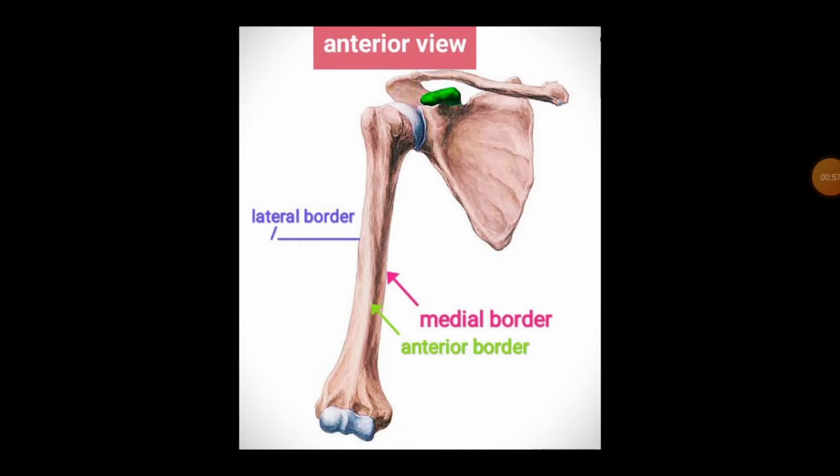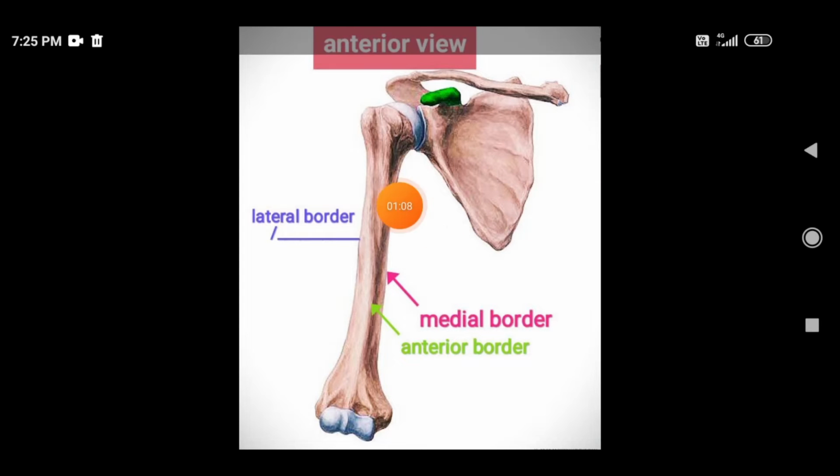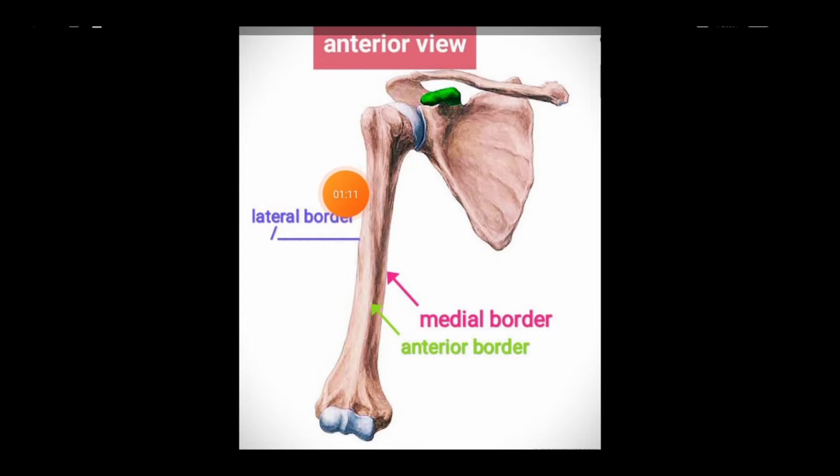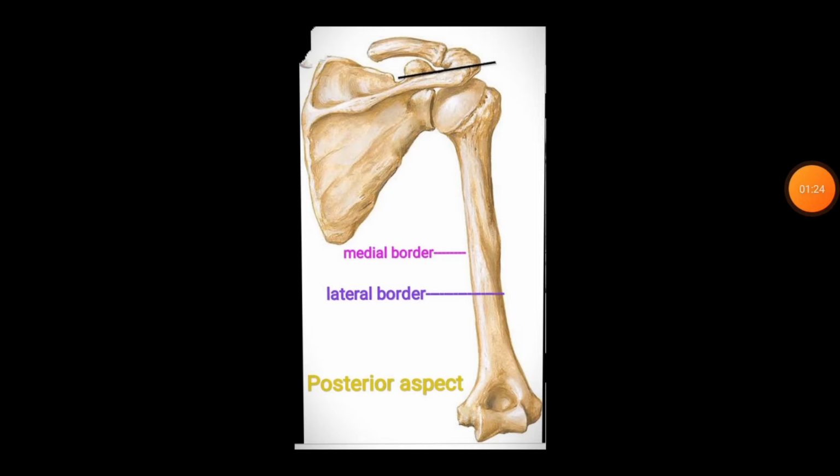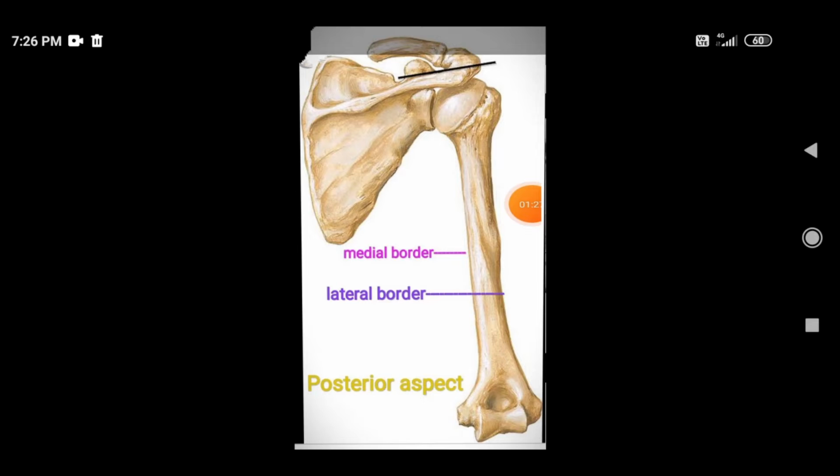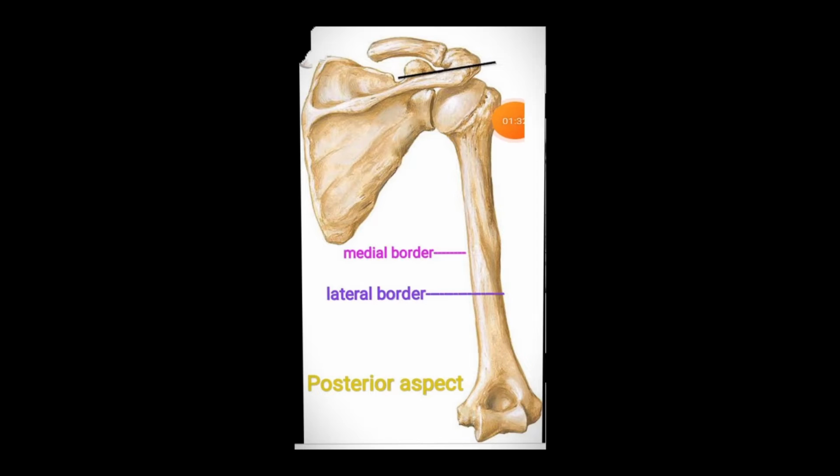The lower half of the anterior border is smooth and rounded. The lateral border is prominent only at the lower end, where it forms the lateral supracondylar ridge. In the upper part, it is barely traceable up to the posterior surface of the greater tubercle.